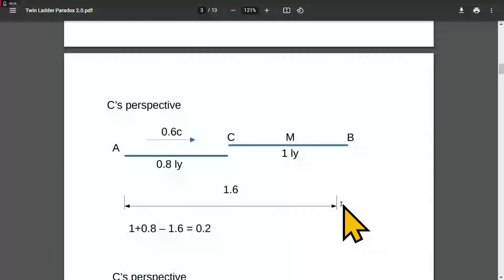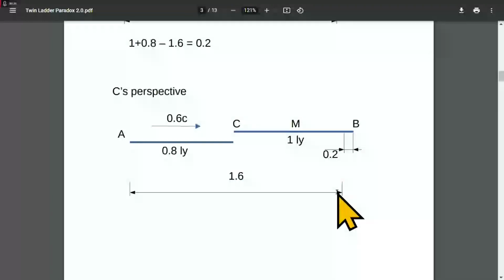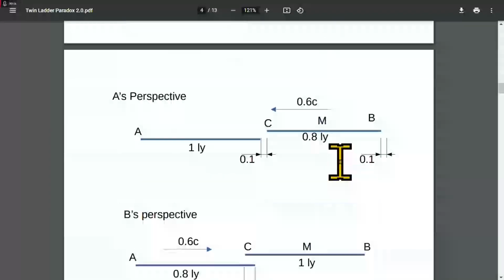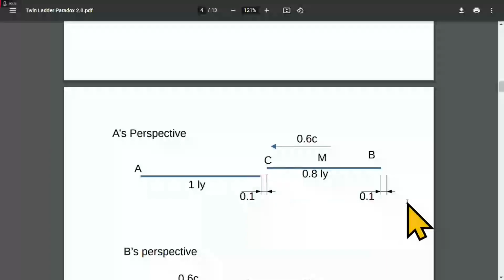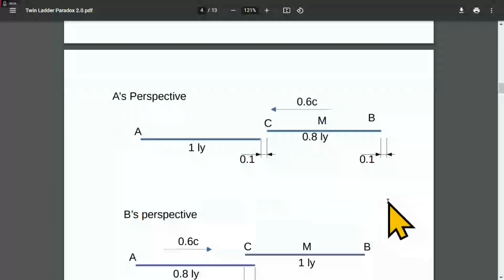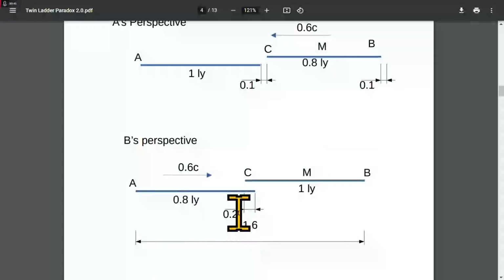That space station's distance would have contracted down here, which is 0.8 light years away from C. Again, C sees this whole system go from 2 light years to 1.6 light years. So there's now a 0.2 light year gap between this one and that boundary. From A's perspective, there were two 0.1 light year gaps. Again, if we add that up, that's 0.2. From B's perspective, there's a 0.2 light year overlap.